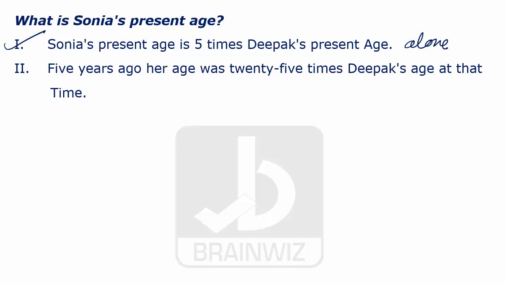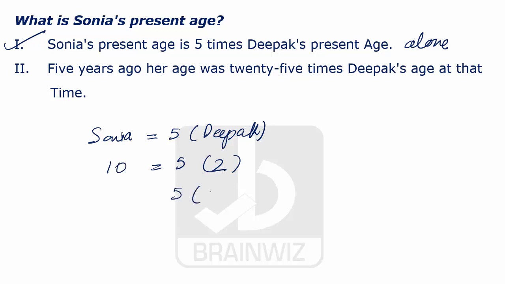In this statement, it says that Sonia's age is 5 times Deepak's age. So statement 1 is not sufficient to answer. Maybe Deepak is 2 years old, and Sonia will be 10 years. If Deepak's age is 3 years, Sonia will be 15. As we have no idea what Deepak's age is, we cannot find out Sonia's age. So statement 1 alone is not sufficient.